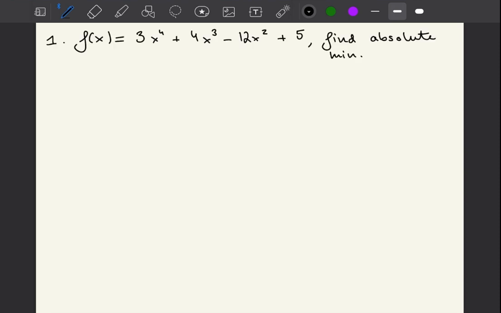Alright, so our first example will be where f of x is equal to 3x to the power of 4 plus 4x cubed minus 12x squared plus 5, and we want to find the absolute minimum. So once again, we start by finding the critical points, where that's when the derivative of f is going to equal 0, and the derivative of f is going to equal what I'm writing out, just using the power rule.